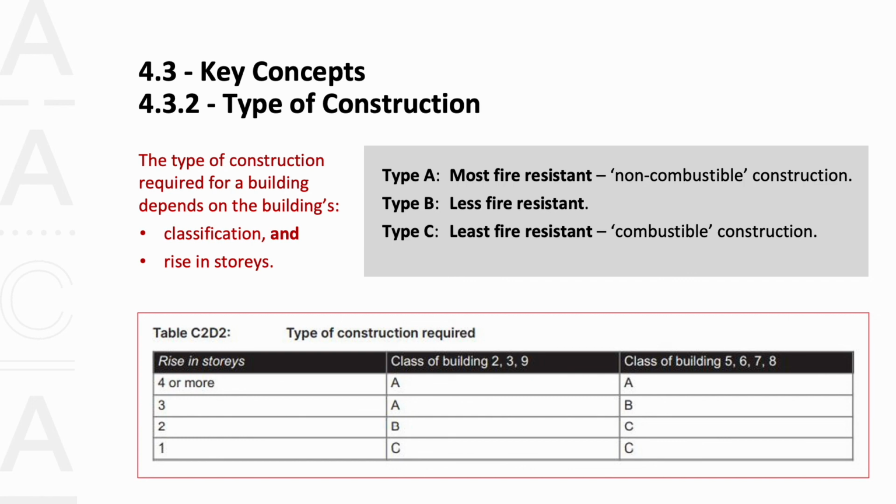Some buildings can have more than one type of construction. The requirements in Table C2D2, which you can see at the bottom of our slide, are deemed-to-satisfy provisions, and an architect or builder always has the option of developing a performance solution to meet the performance requirements.